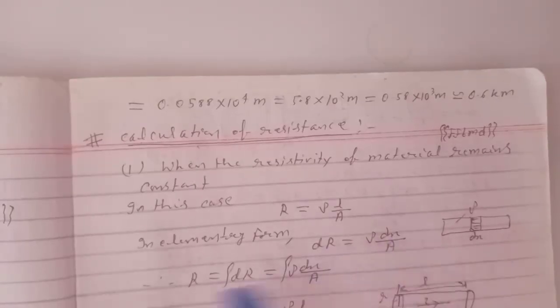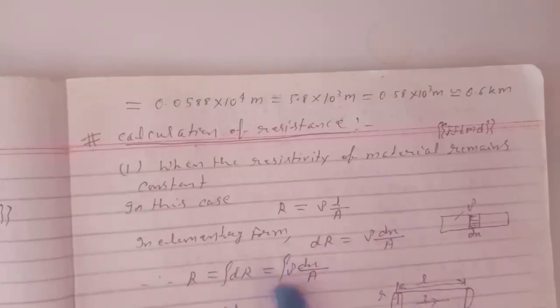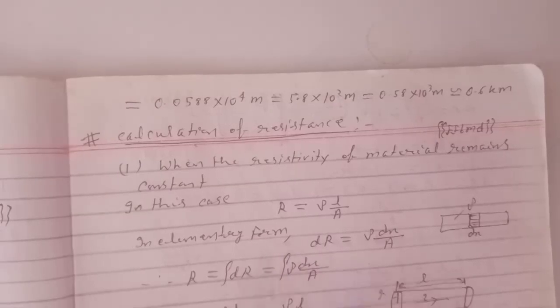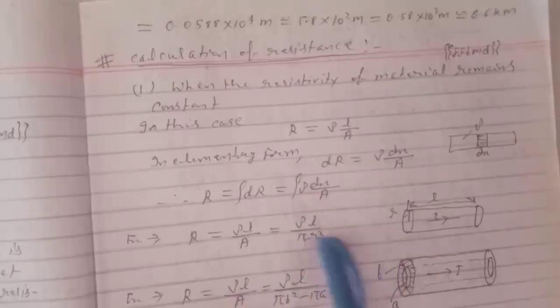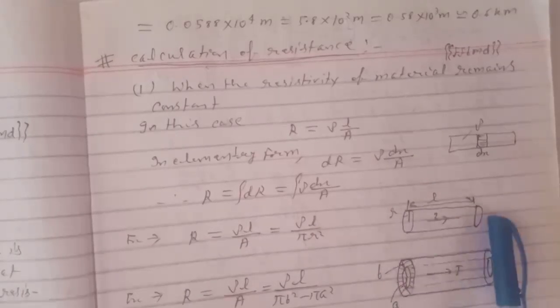Now calculation of resistance. When the resistivity of a material remains constant, R is proportional to rho into L by A. In differential form we can write dR equals rho dx by A, hence R equals integration of dR, integration of rho dx by A. For example, here R equals rho L by A, so rho L by pi R square. This will be the resistance.